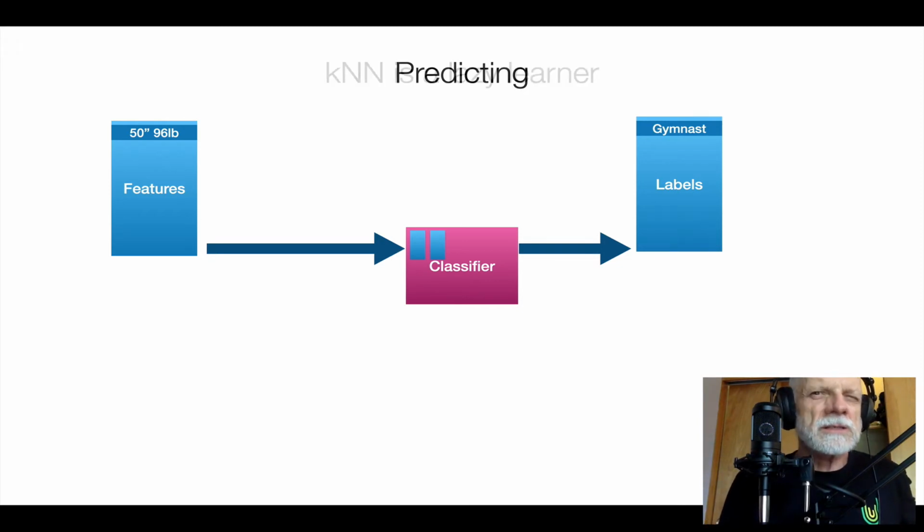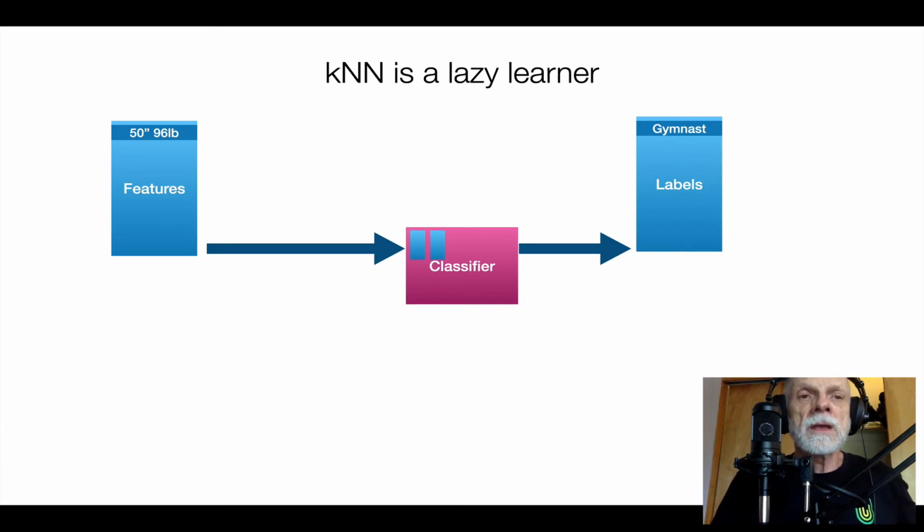And as you can imagine, this is how K nearest neighbor is. K nearest neighbor is a lazy learner. It just remembers everything. And then when we want to go ahead and predict something, it finds the nearest neighbor. It looks through that entire memorized list and finds here are the 5 nearest neighbors to this 50-inch, 96-pound person. And most of those people were gymnasts, so I'm going to say gymnast.